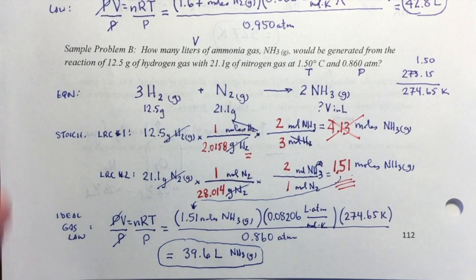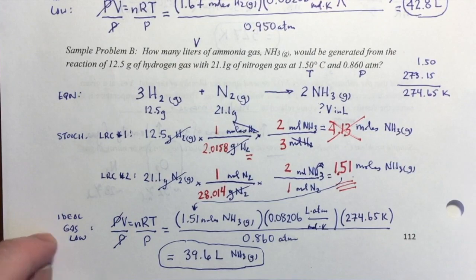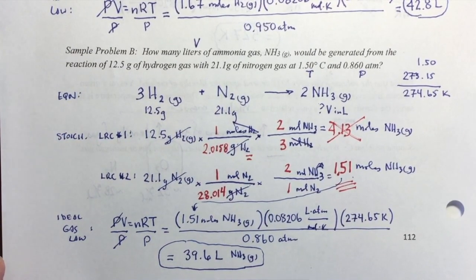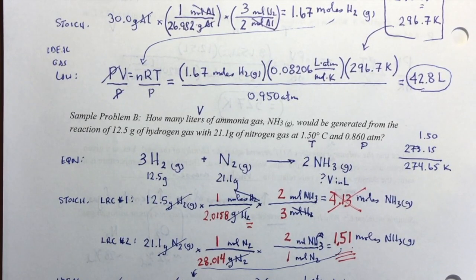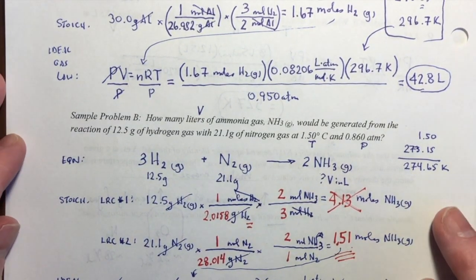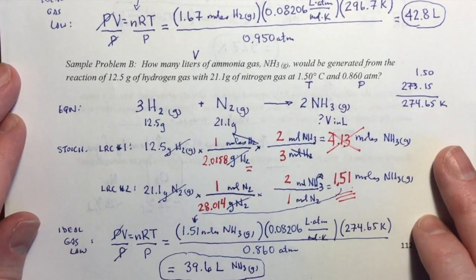So you might have a problem that would require you to use the ideal gas law before you did the stoichiometries. But this is a classic example. We're very often interested in finding out what volume of gas would be generated by the addition of your reagents. All right.